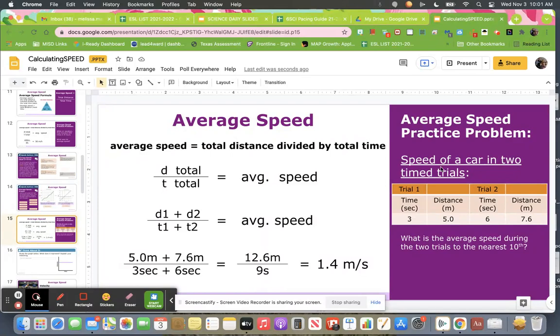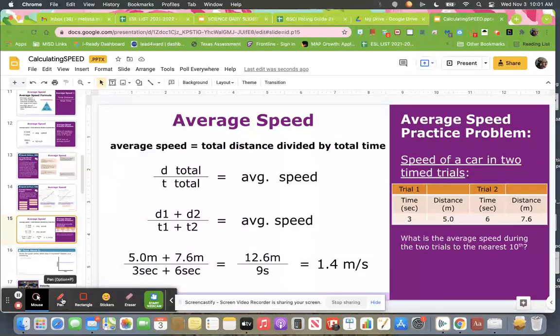So we have the speed of a car in 2 timed trials. What is the average speed during the 2 trials to the nearest tenth? Okay, so during the 2 trials, trial 1 and trial 2, obviously it says during the 2 trials, so we need to add up both trials. When we're doing this in a lab and I ask for the total distance and total time, you've got to add up everything.